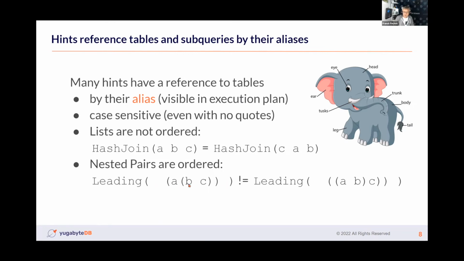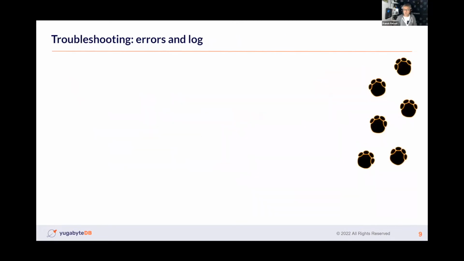Those are different. This one says start by joining B to C, and A will be joined to the result of this join between B and C, where the other one will start with A to B and then will join to C. It will be easier in an example, but those are all the little tricks where if you don't know them, you will try to hint your query and you will see that it doesn't work. It's just because there are some tricky syntaxes.